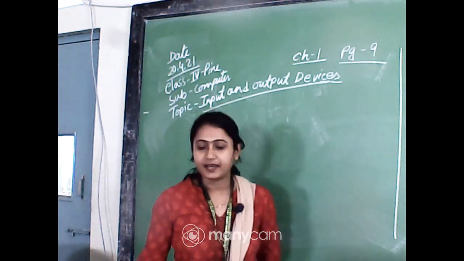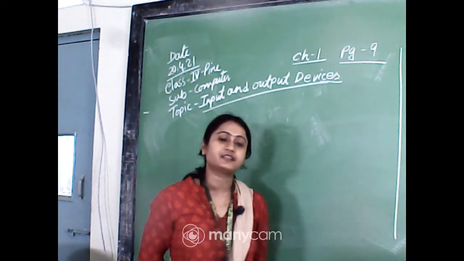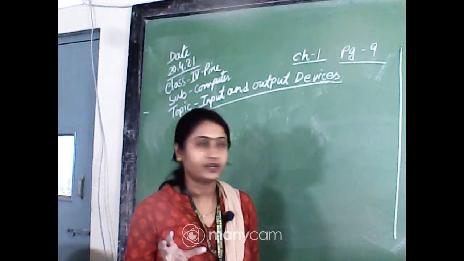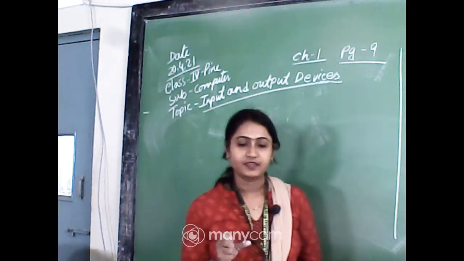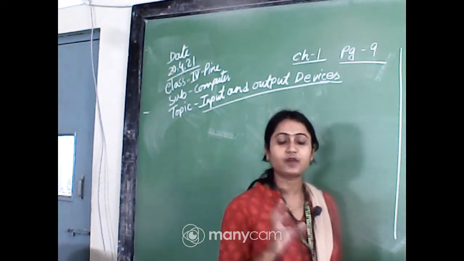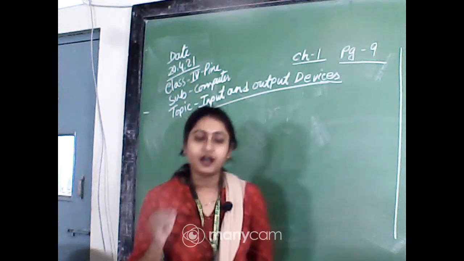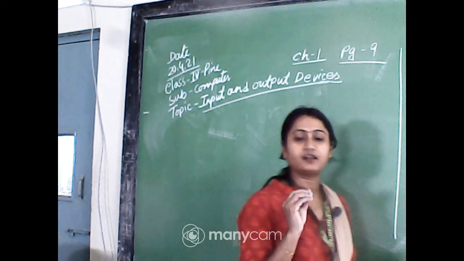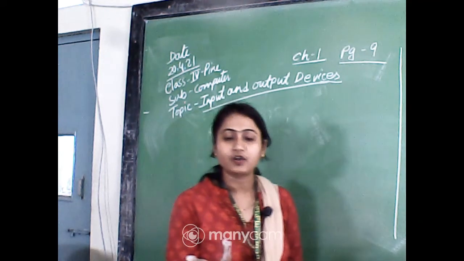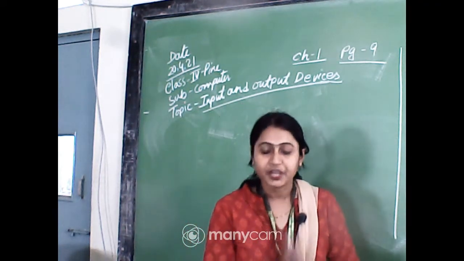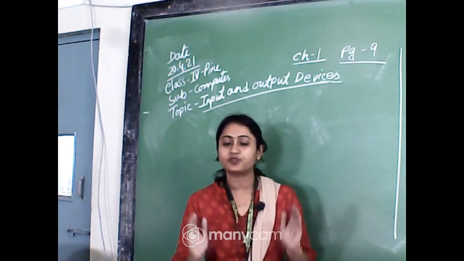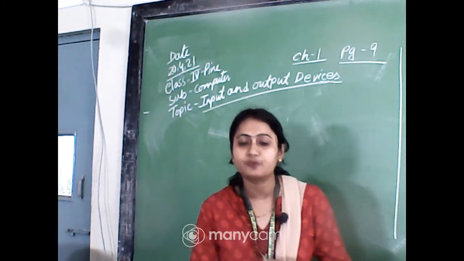Okay. Input and output devices, and in the previous class I discussed hardware and software. Hardware we can touch and see, but software we cannot touch and see. Software is a set of instructions. Without software, hardware cannot perform, and without hardware, software cannot perform. So both are related. If you want to do anything on a computer, you need both hardware and software. Here are input and output devices.